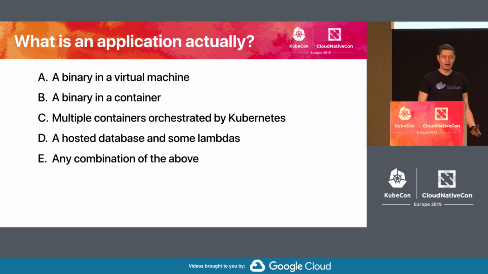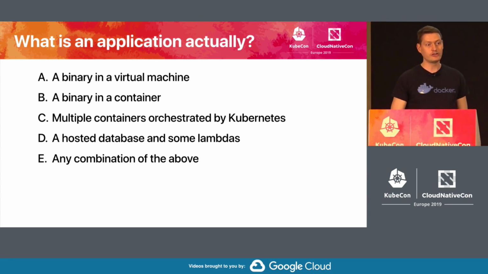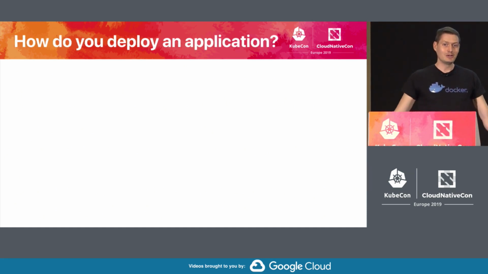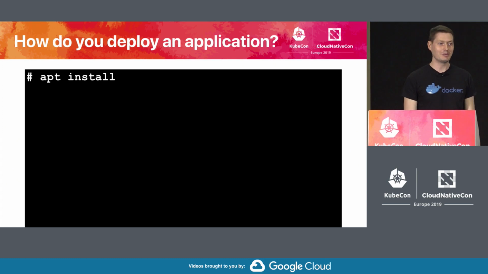So it turns out if you ask 10 people, you'll probably get 10 different answers, because applications are very specific to organizations and to people. So you write an application to solve a problem, which means that it might even be something completely different. So that hasn't really got us to anywhere better, but we can ask the question, how do you deploy an application? So once again, it completely depends.